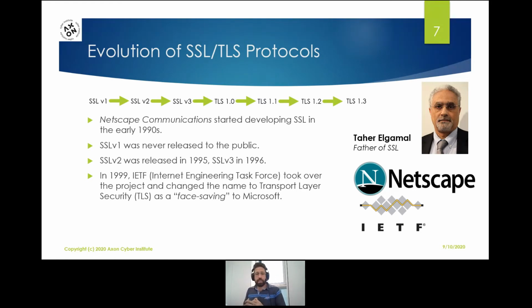And what they did, they changed its name to Transport Layer Security for one particular reason, which is to save the face of Microsoft. They did not want to give extra credit to Netscape because Microsoft would be mad. So as a face-saving gesture, they changed the name so that the protocol would become neutral from Netscape. So it became the TLS protocol, and then they invented version 1, and then 1.1, 1.2, and the most recent one is 1.3.